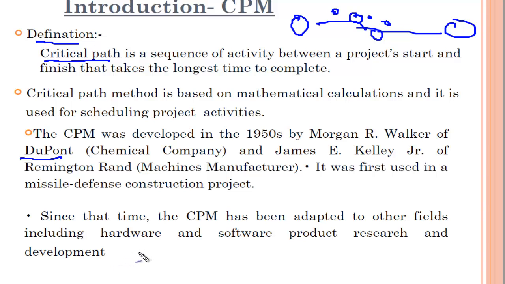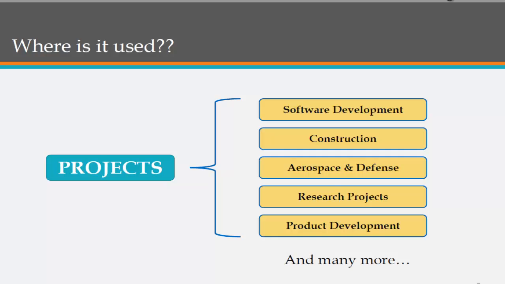Even though these days we use the Gantt chart more than CPM or even PERT, we will see what CPM is all about. CPM is used in all kinds of projects, like software development, construction, aerospace and defense, research projects, product development, and many more.